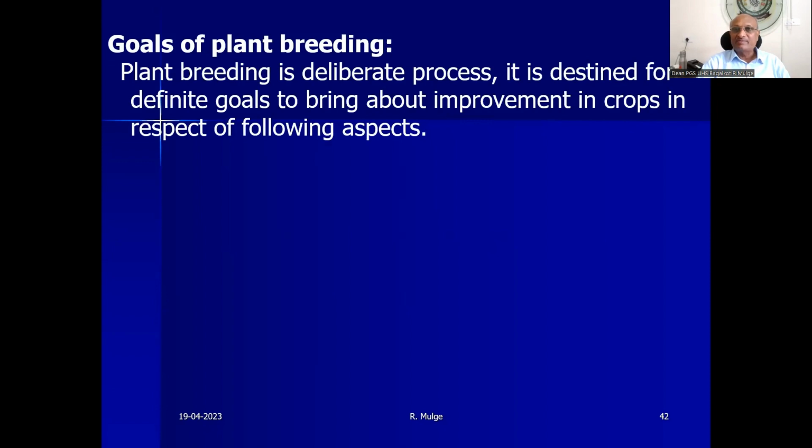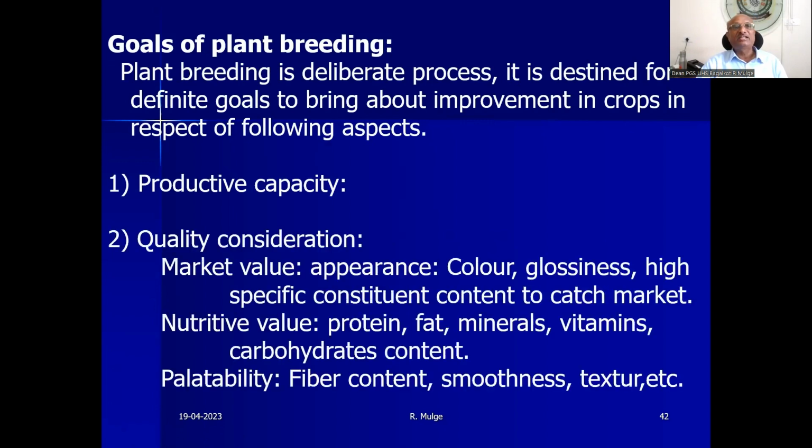Plant breeding is a deliberate process. It is destined for definite goals, to bring about improvement in crops in respect of the following things: productive capacity, where you can increase the yield, and then the quality consideration. Yield, the productive capacity, and then disease resistance and stability. Resistance to biotic and abiotic stresses, but first productive capacity, high yielding ability.